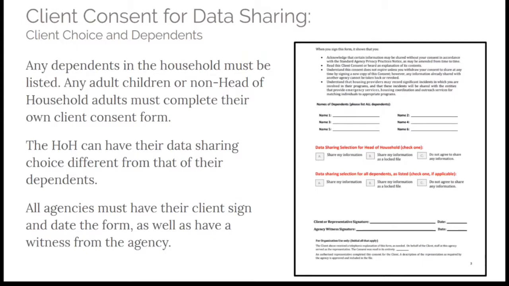Any dependents in the household must be listed on the final page of the client consent form. Any adult children or non-head of household adults must complete their own consent form. The head of household can have their data sharing choice different from that of their dependents. For example, a parent may want to participate in coordinated entry and choose option A. However, they may not want to share their children's information and elect to choose option C for their dependents. This won't have any bearing on the client's entry into the coordinated entry system.